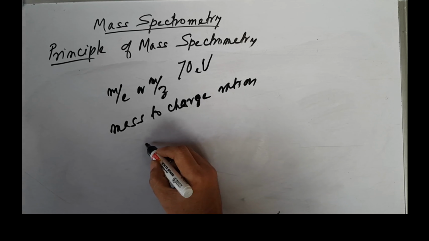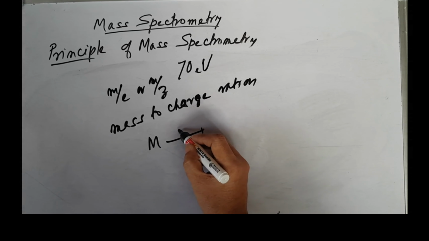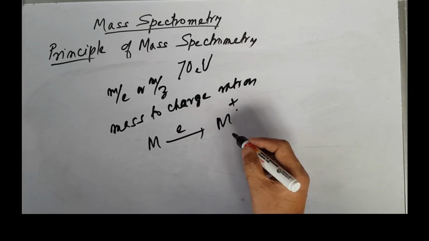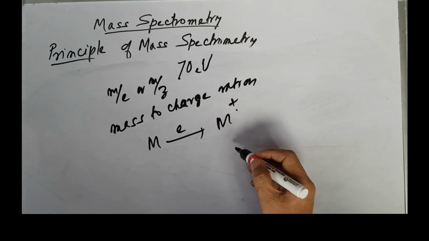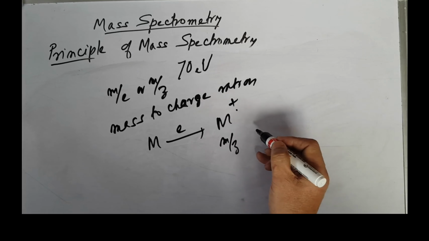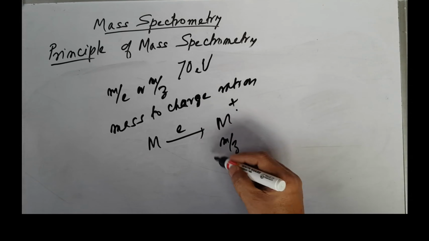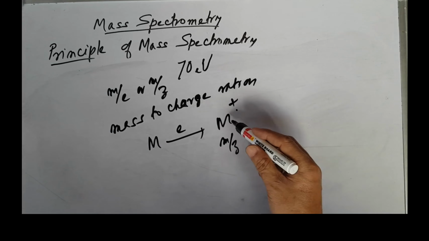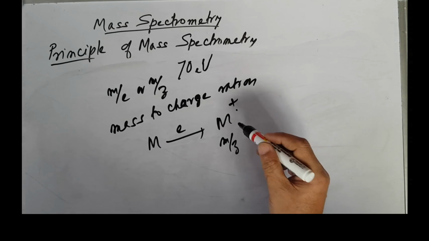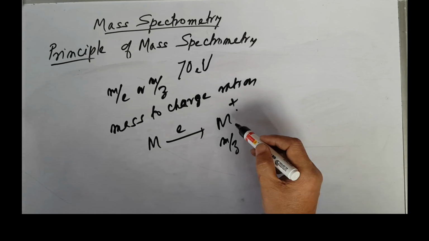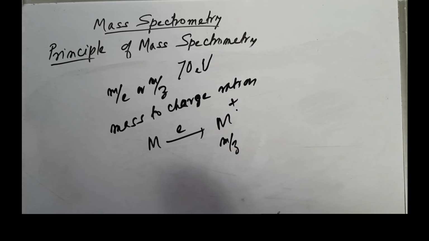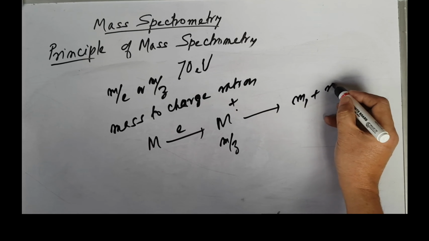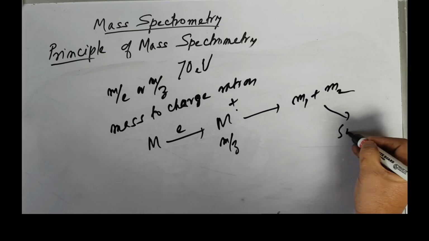So if a molecule is bombarded with electrons, you get a cation radical, the molecular parent ion, and this is the m/z value we calculated. This m/z value is the same as the molecular mass of the compound. So by knowing the m/z value of this molecular ion, we can know the molecular mass of the compound. And it can undergo further fragmentations, say M1, M2, and so on.